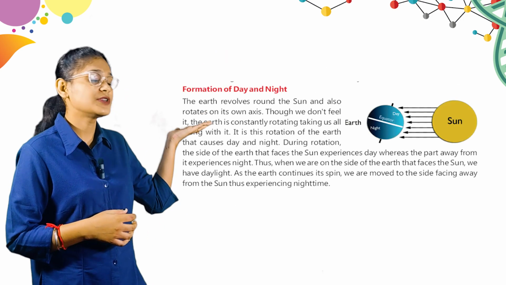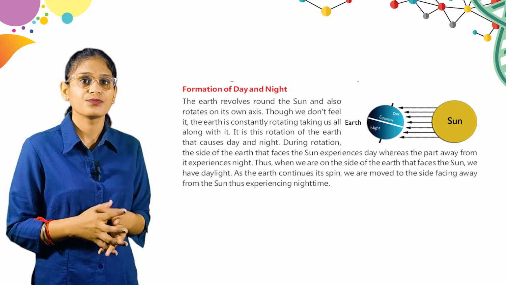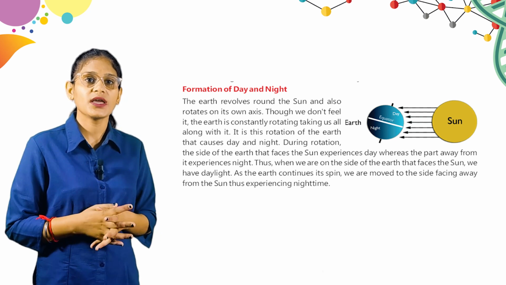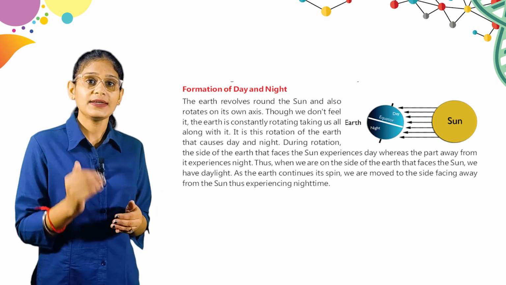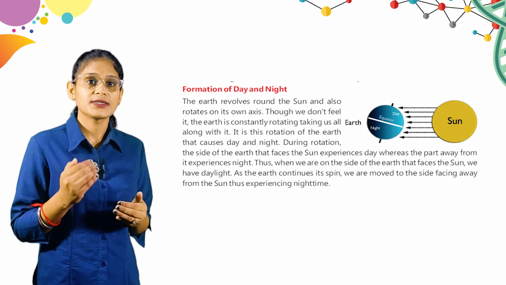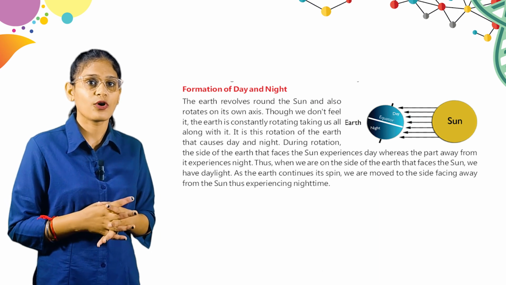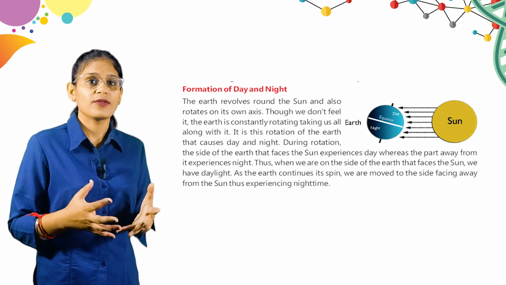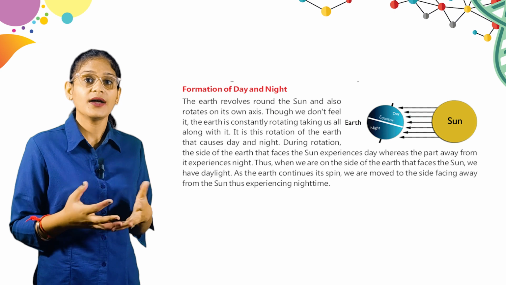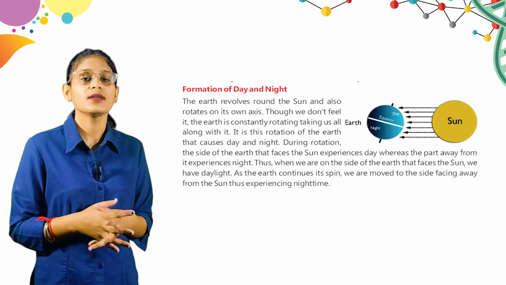Now, formation of day and night. The earth revolves around the sun and also rotates on its own axis. Thus, though we do not feel it, the earth is constantly rotating, taking us all along with it. It is this rotation of the earth that causes day and night. During rotation, the side of the earth that faces the sun experiences day, whereas the part away from it experiences night. Thus, when we are on the side of the earth that faces the sun, we have daylight. As the earth continues its spin, we are moved to the side facing away from the sun, thus experiencing night.